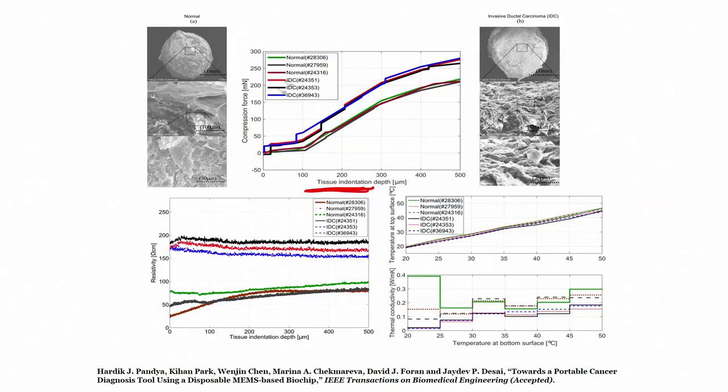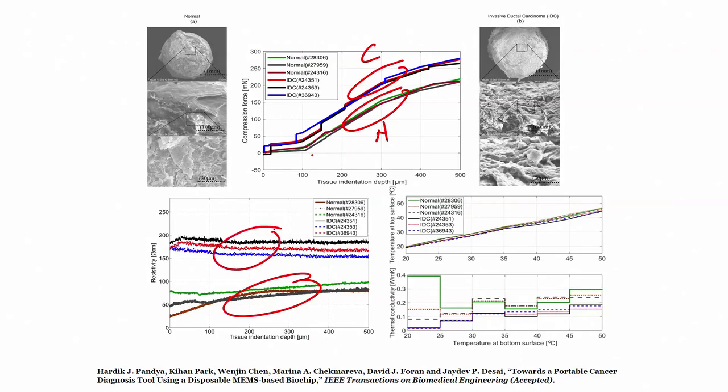and we can clearly see that the compression force obtained from normal tissues is different than cancerous tissue, is different than carcinoma. Second, the resistivity of the normal tissues is different than the resistivity of the cancerous tissues. Third, the thermal conductivity, you can see these 3 lines here. The thermal conductivity of cancerous tissues is different than the thermal conductivity of normal tissues.